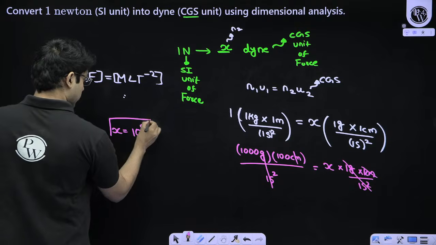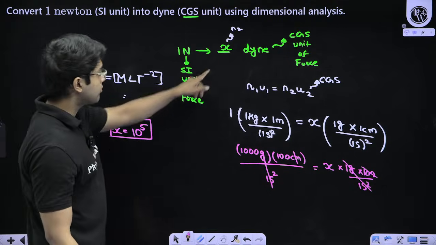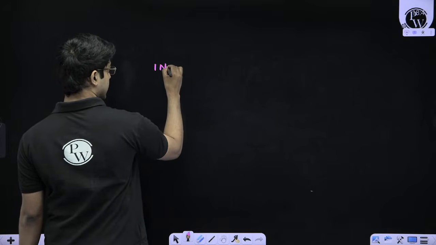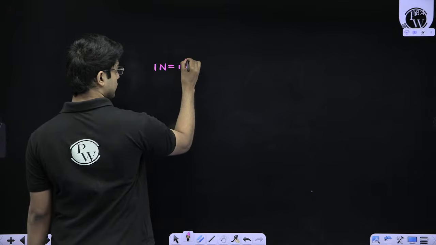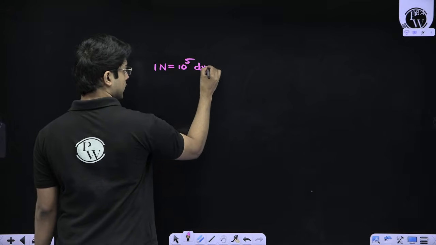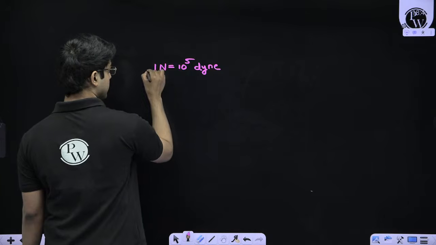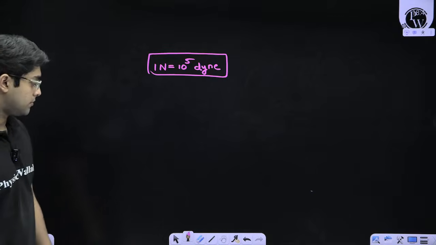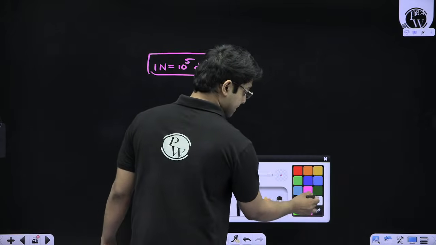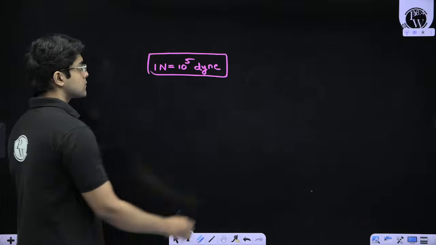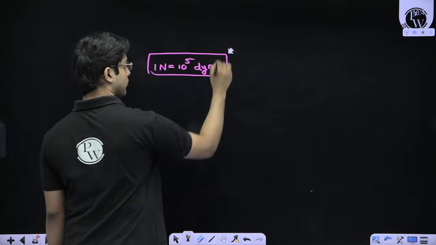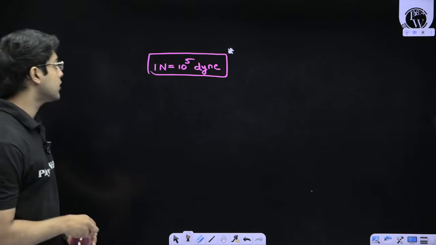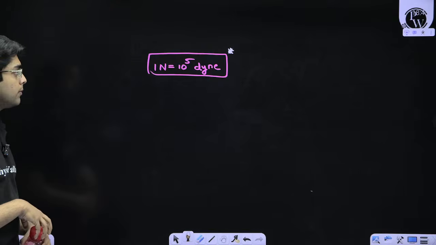So we finally got x. So if we have x, we can get a conversion. 1 Newton is equal to 10 raised to 5 dyne. So if you want to convert Newton to dyne, all you have to do is use this conversion formula. So this is what we were trying to find, and we used dimensions and the N1 U1 is equal to N2 U2 formula, right?